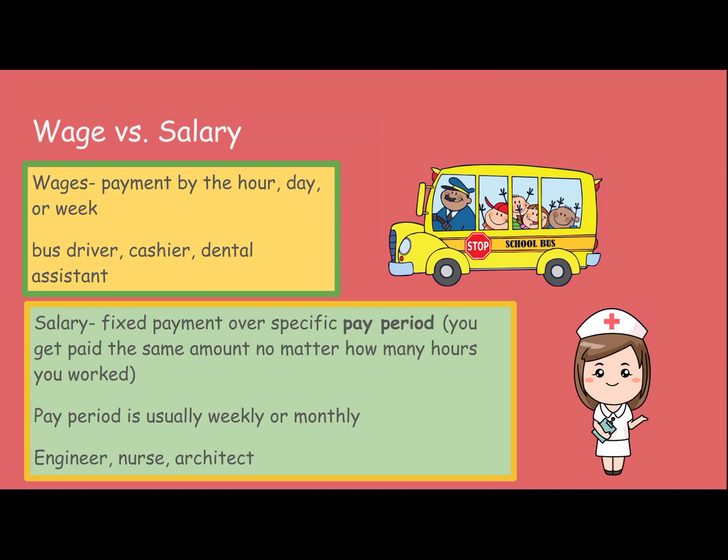So net income and gross income are sometimes seen as the same, but it's important to know that they're not. Okay, wage versus salary. This is another one that people use as the same word, but they don't really have the same meaning. So wages are payment by the hour, day, or week.